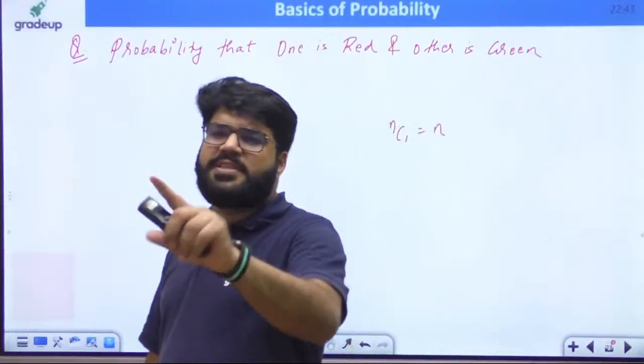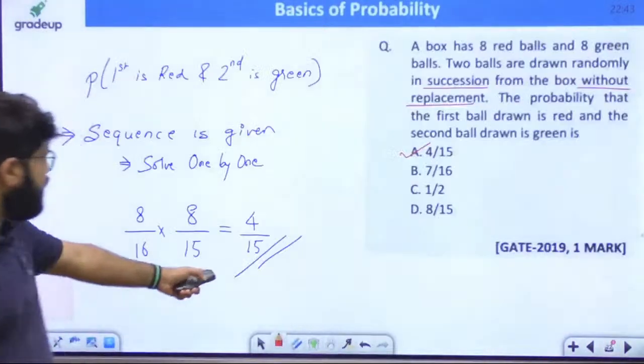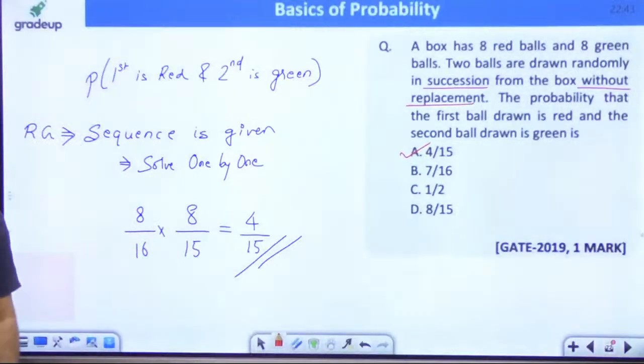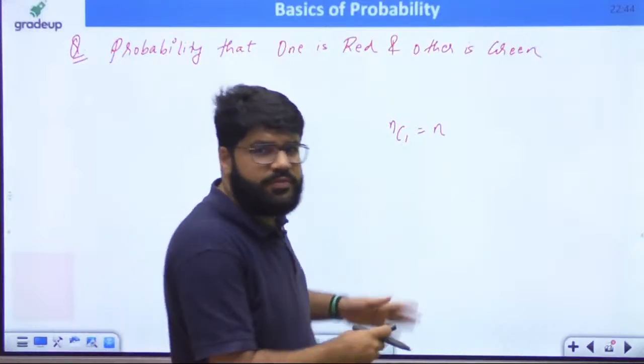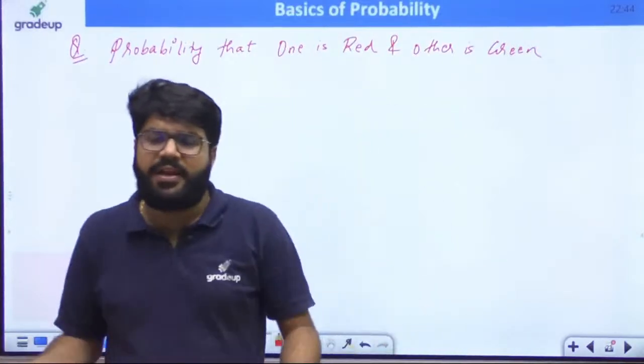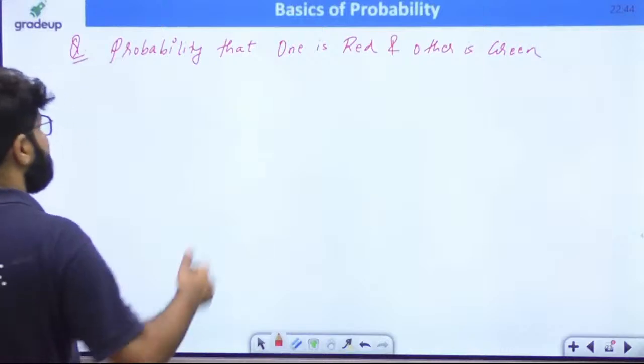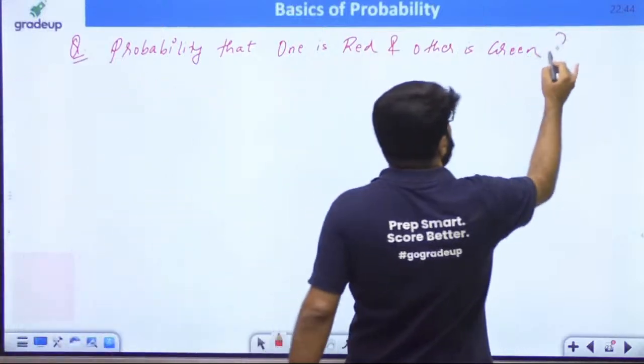Okay, 8 into 8 upon 16 into 15. That is what I have written. So whenever it is selection of 1, NC1 is always N. So usually we should not write it. I don't have the habit of writing it, it is a waste. Okay, now, what is the probability that one is red and the other is green?